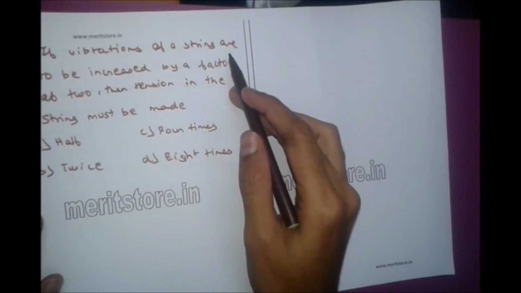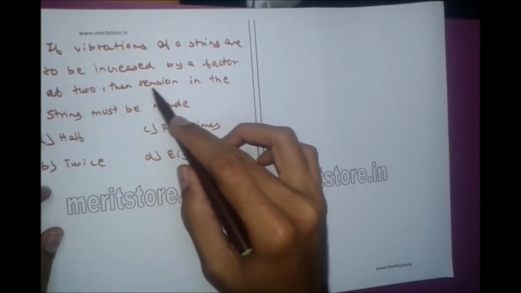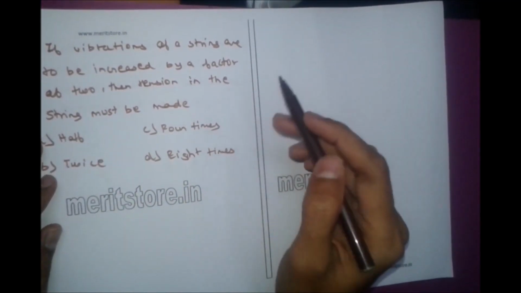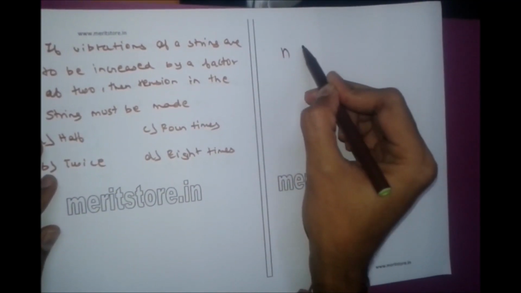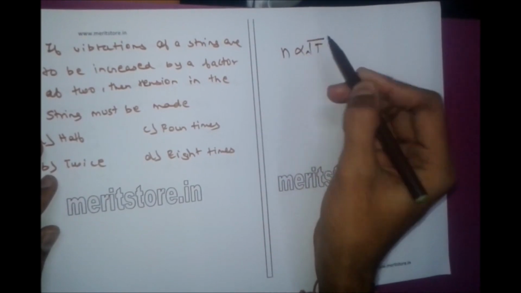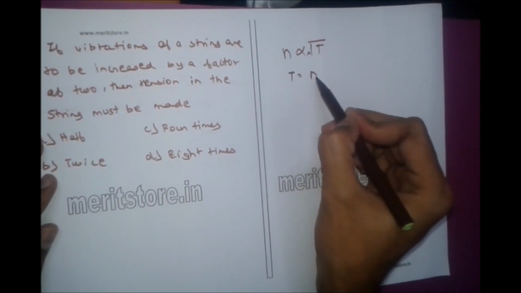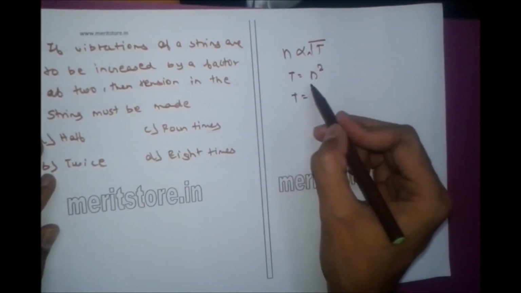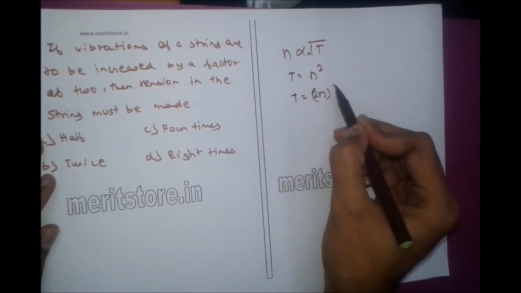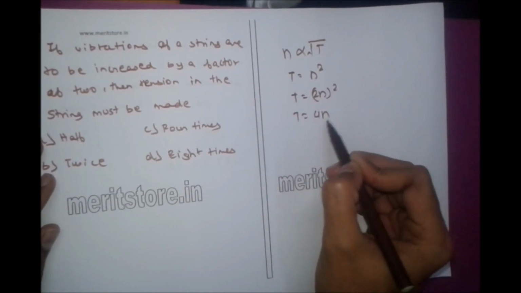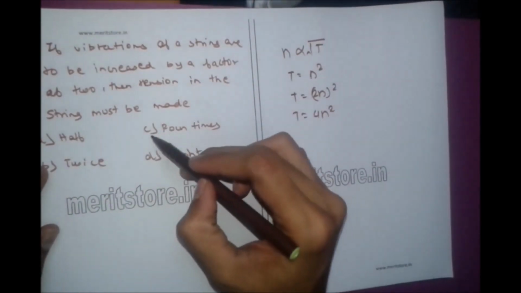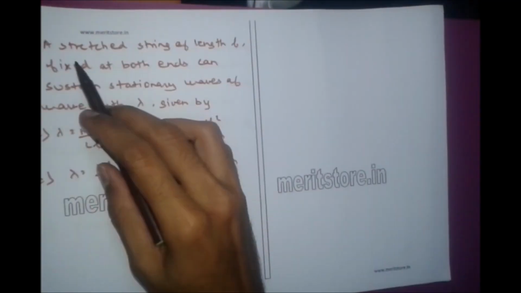If the vibration frequency of a string is to be increased by a factor of 2, then the tension in the string must be made half, twice, 4 times or 8 times. We know that the frequency of vibration in the string is directly proportional to the square root of tension. So we have tension is proportional to n square. Here we are increasing the frequency by a factor of 2, so 2 square, that gives you T is equal to 4 n square. That means the tension in the string must be made 4 times.